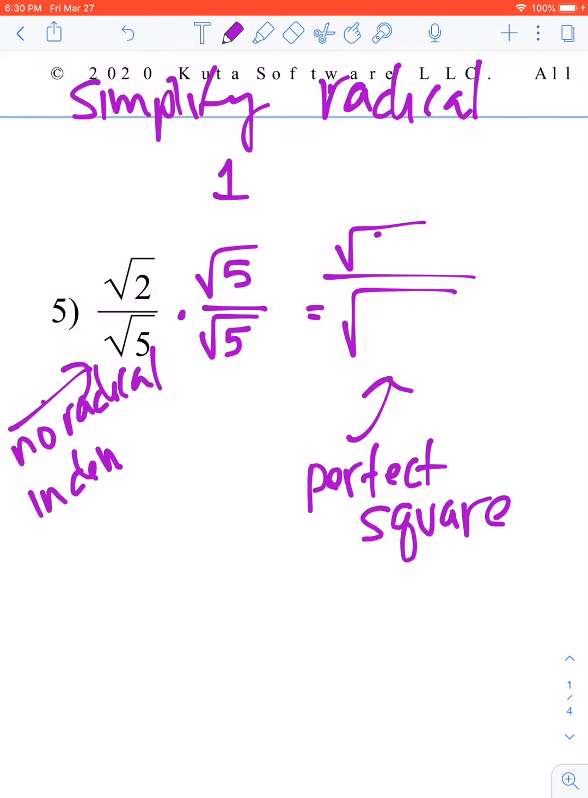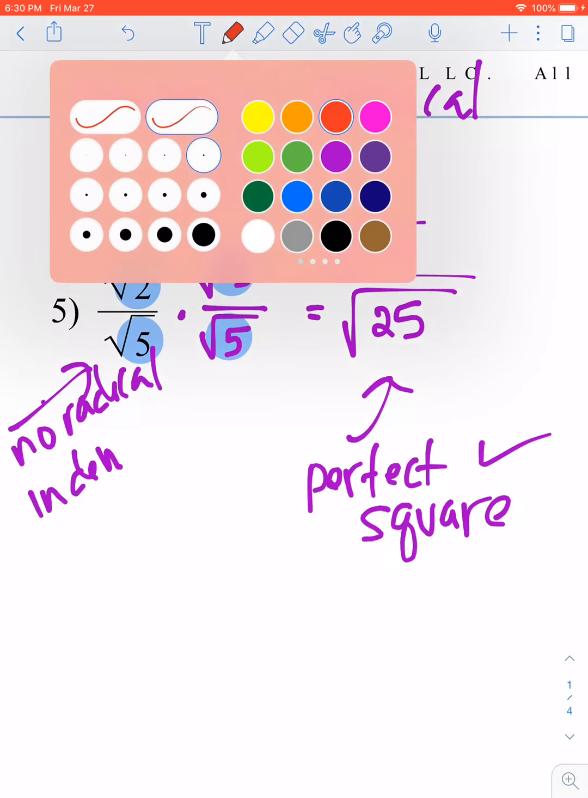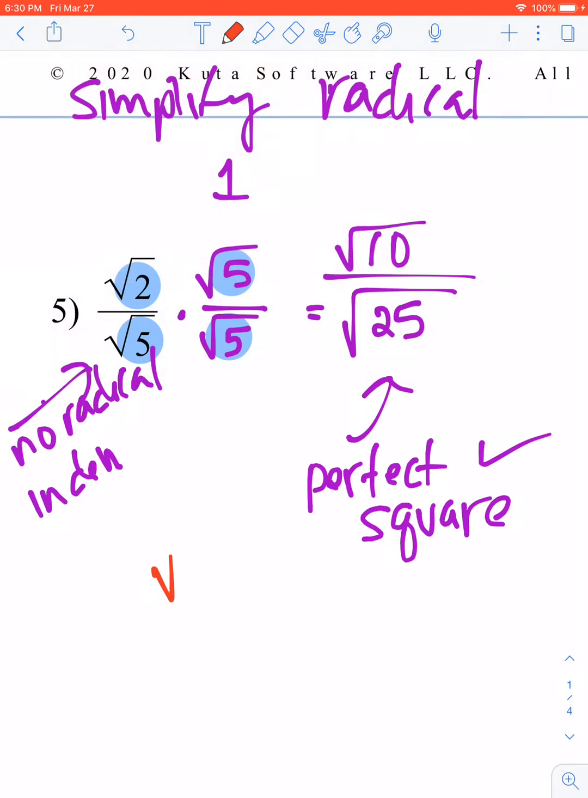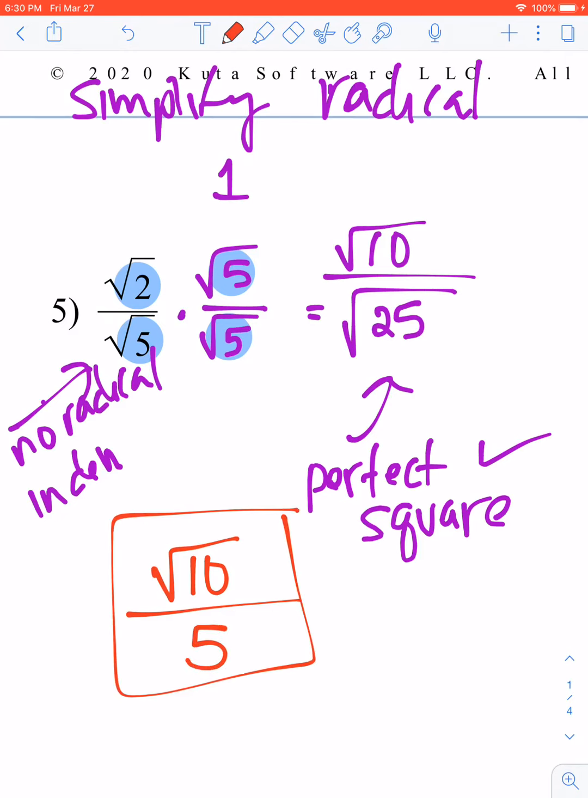This yields root 10 because I'm going to multiply the numbers underneath the radical together, and that means the denominator will give me root 25, and I've satisfied getting a perfect square in the denominator. So what do I do to get a final answer? Root 10 stays, that doesn't simplify, but the square root of 25 is 5. And I don't reduce because 10 is an inside the radical number and 5 is an outside the radical number, and we don't reduce those.